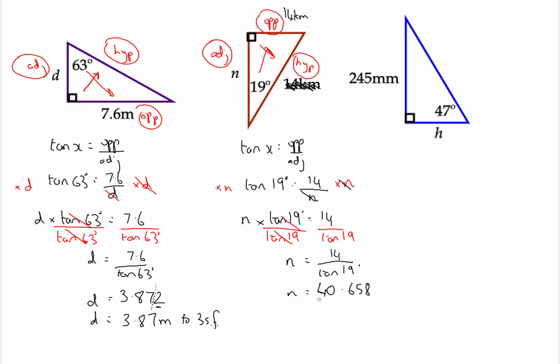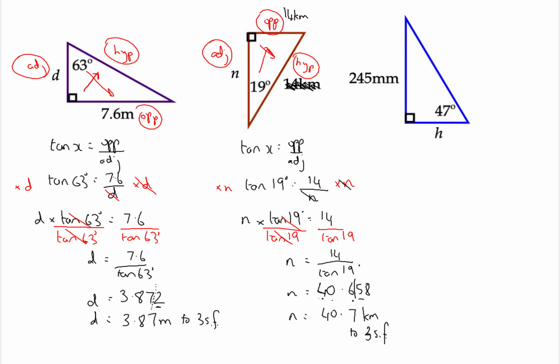0.658. I'm going to do it to three significant figures. So I start at 4, first significant figure, 0 is the second significant figure, 6 is my third, so I'm going to cut it after the 6. The 5 tells me to round up. So we've got 40.7 kilometers to 3 significant figures. Okay, sorry about that wee mistake there.